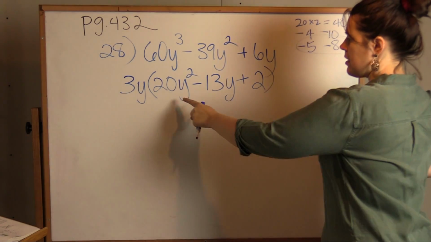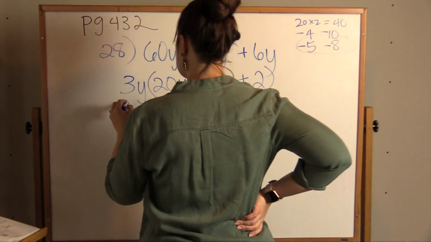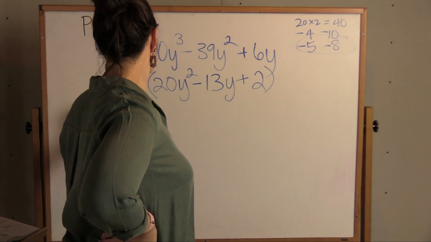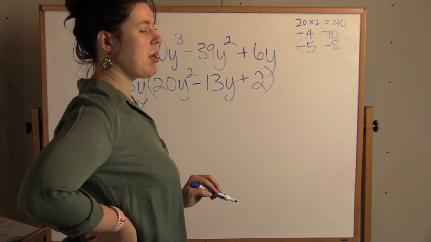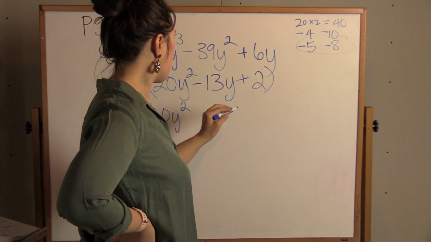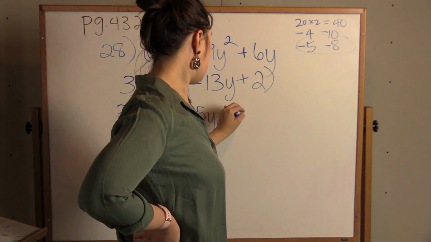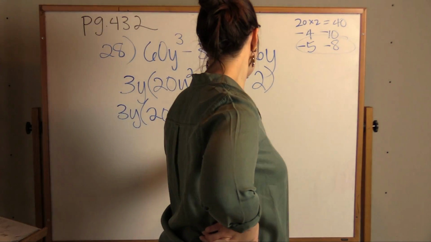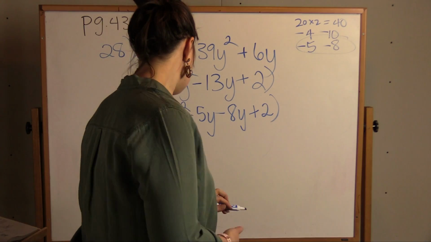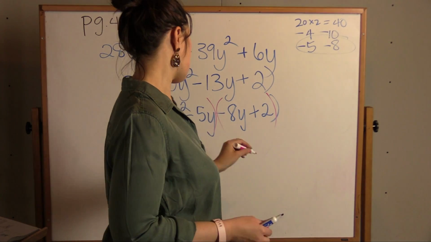So now, because this is a larger coefficient than 1, we are using the grouping method. So this 3y being factored out in the beginning does mean we have to keep it. So I'm going to write 3y, and I'm going to rewrite my problem with my new factors. 20y squared minus 5y minus 8y plus 2. All right, so now I move into my grouping method. So in this case, the first two are going to get grouped, and the last two are going to get grouped.